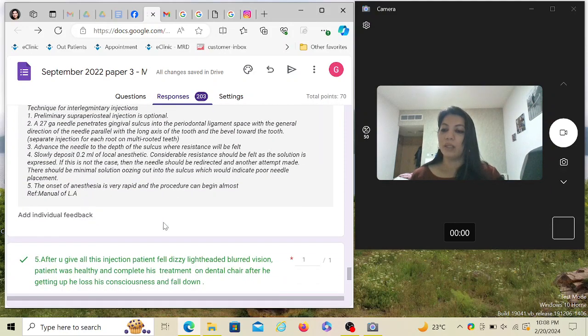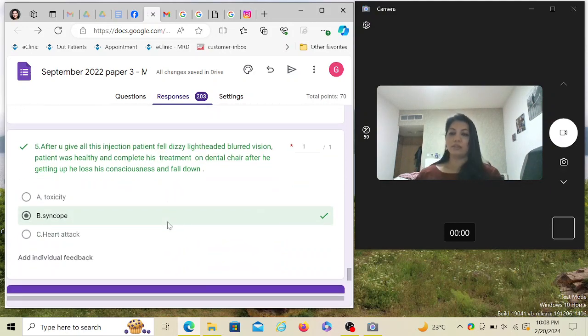So, yeah. And now, after you give all these injections, a patient feels dizzy, lightheaded, blurred vision. Patient was healthy and competent. His treatment on dental chair, after he getting up, he loses his consciousness and falls down. Okay, there are some vocabulary issues in the grammar, but basically what this question is trying to say: after you gave anesthesia, the patient feels dizzy and lightheaded. He was healthy and he completed his treatment on a dental chair. But once he got up, he lost his consciousness and fell down.